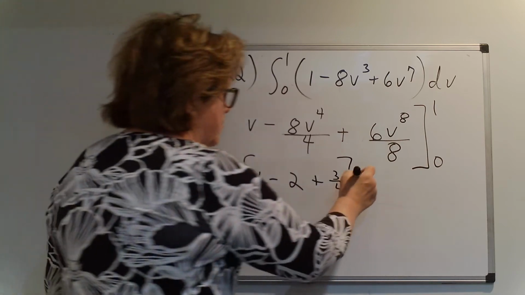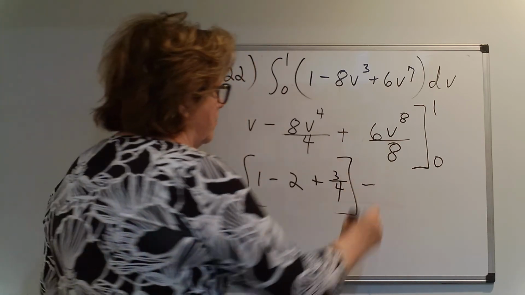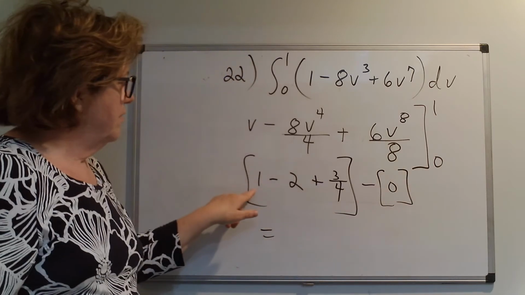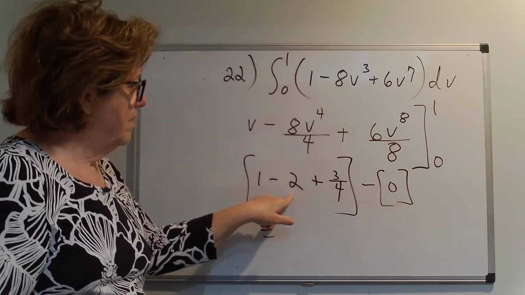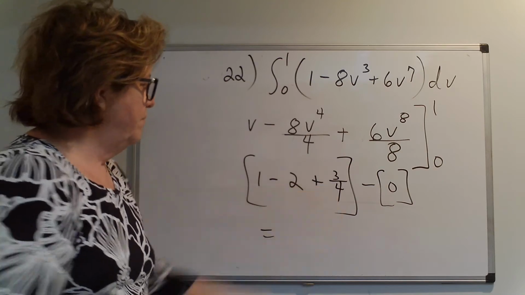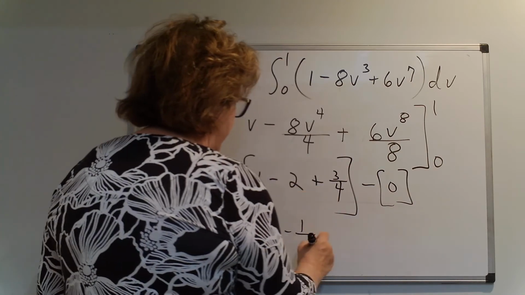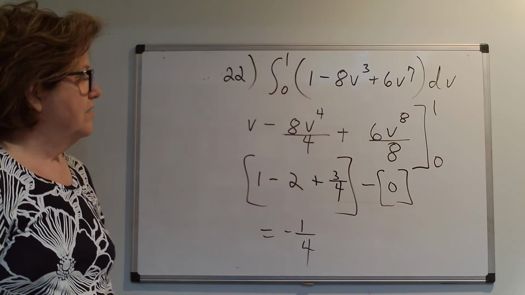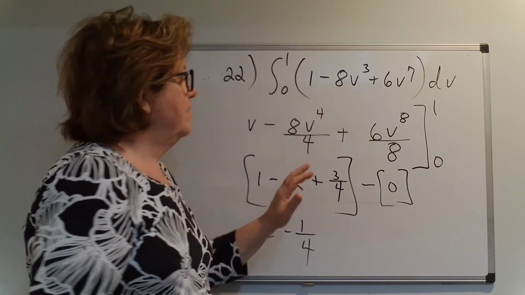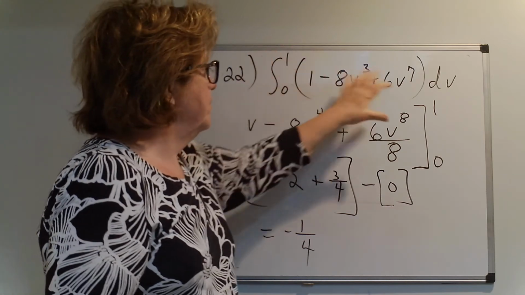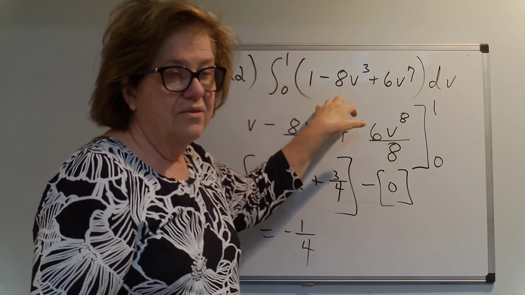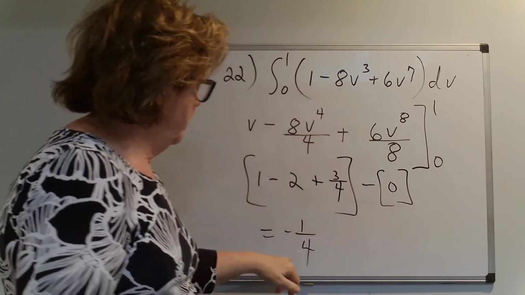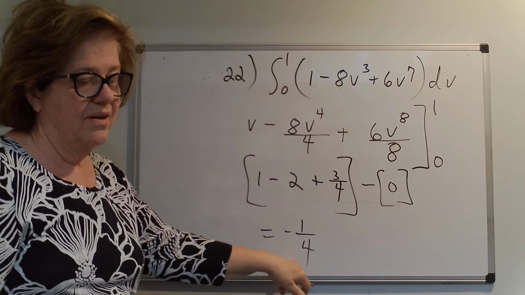Now I have to subtract off what I get when I put in a 0. Well, when I put in a 0 there, I'm just going to get 0. So what's my answer? 1 minus 2 is negative 1, plus 3/4 is going to be negative 1/4. Notice my answer is negative. So either everything from 0 to 1 for this is under the x-axis, it's a negative area, or we have a negative and a positive area where the negative area is a little bit bigger.